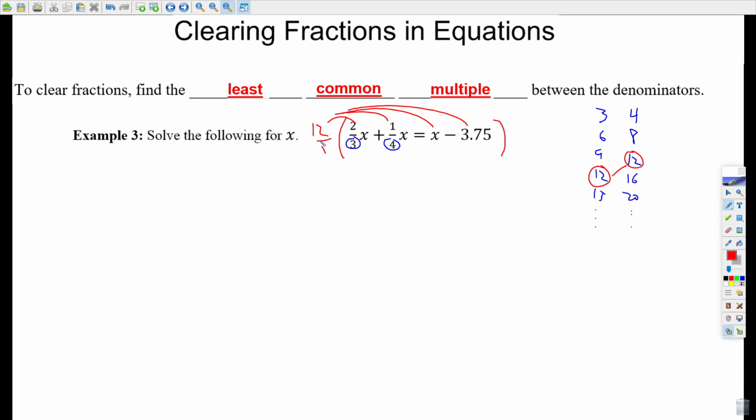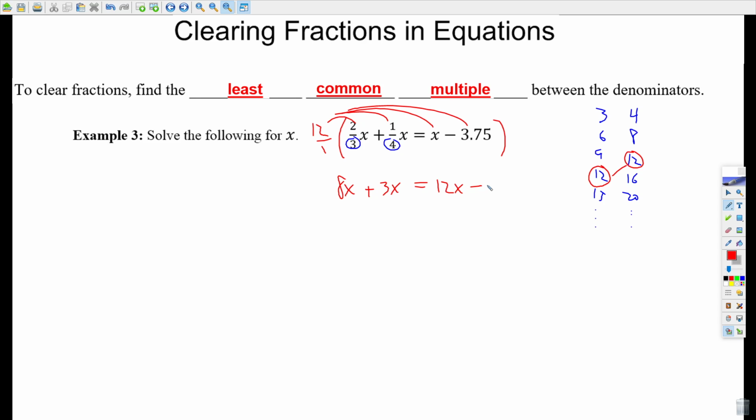Well, hopefully you can do that in a calculator. If not, you multiply it across the top, you get 24 divided by 3. Right, so that should be 8x. Do the same thing here. We get 12 over 4. So that's plus 3x equals 12 times x is 12x.